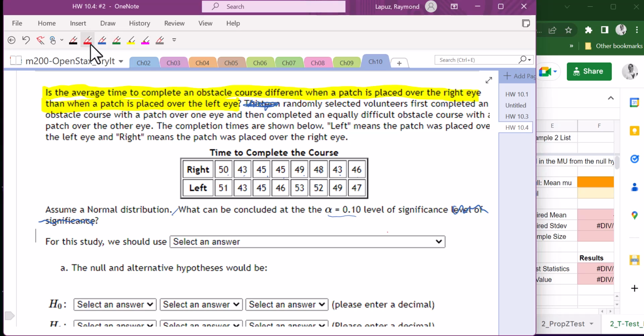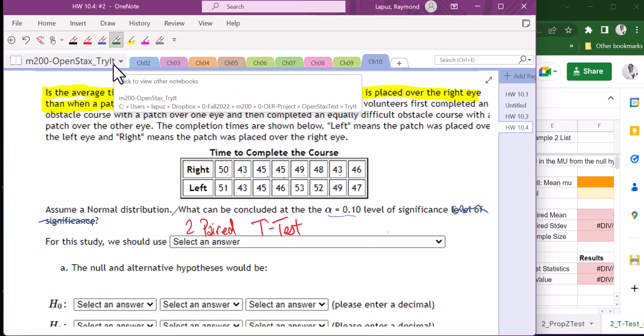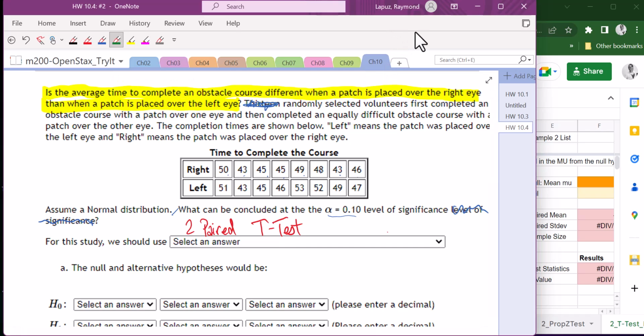Okay, let's answer that first question. For the study, we should use a t-test. So this is going to be a t-test for 2 paired samples, which means we're going to be interested in combining the 2 samples together. And as we combine the 2 samples, we look at what the claim is, or what they're trying to say in the statement in the question.